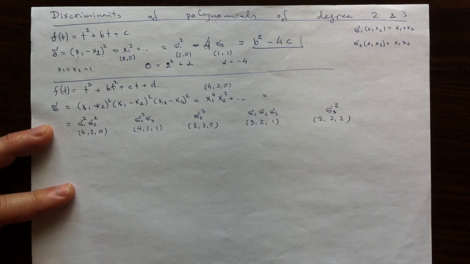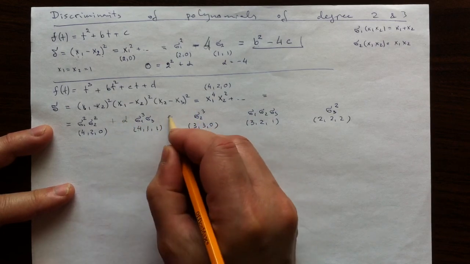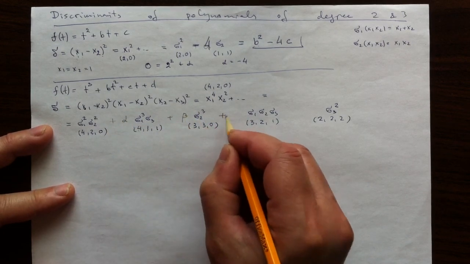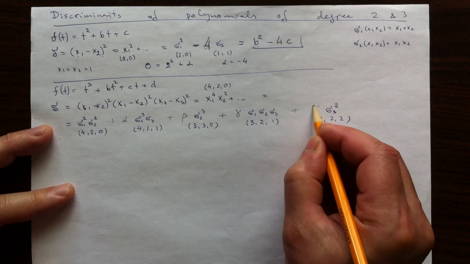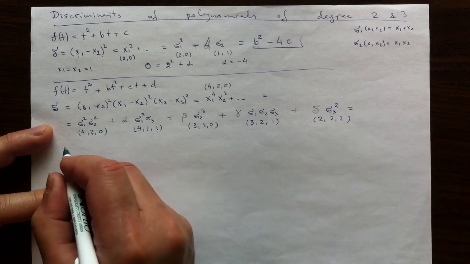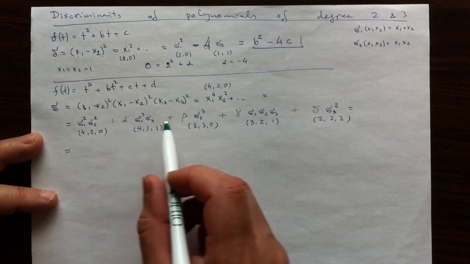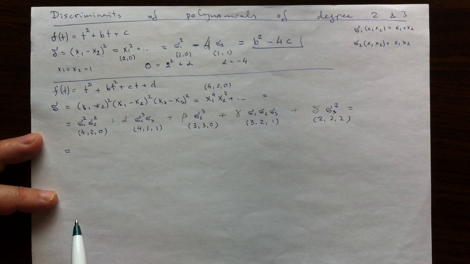And again, I'll just put some unknowns here: alpha, beta, gamma, delta. So I'll keep one line for the final answer in terms of the coefficients, but the task now is to determine this alpha and beta and gamma and delta.